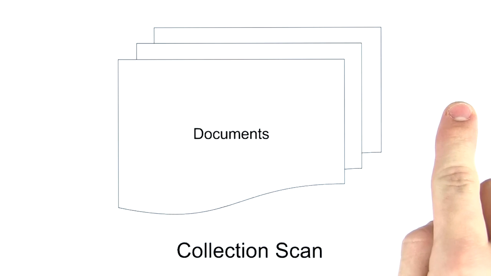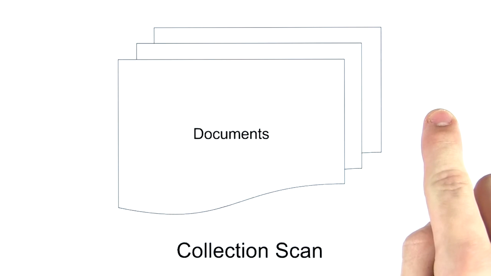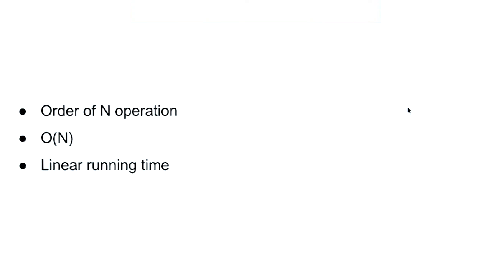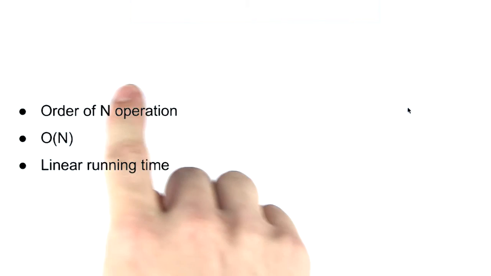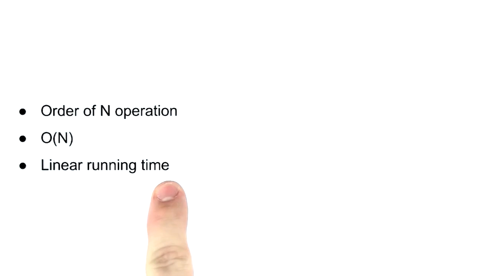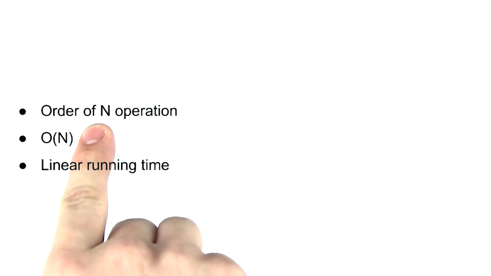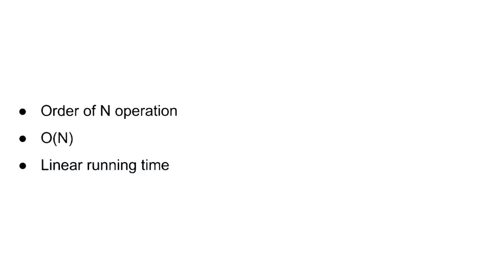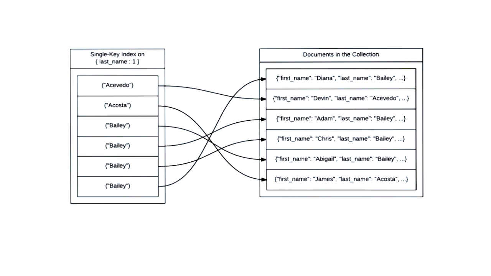If we don't use an index when we query our collection, then the database will have to look at every single document. Creatively, we call this a collection scan, which means as our collection grows in size, we'll have to search through more and more documents to satisfy our query. In computer science, we call this an order of n operation, commonly referred to as big O of n, or having a linear running time. And that's because the running time of our query is linearly proportional to the number of documents, n, that we have in our collection. But we can do much better if we have an index.